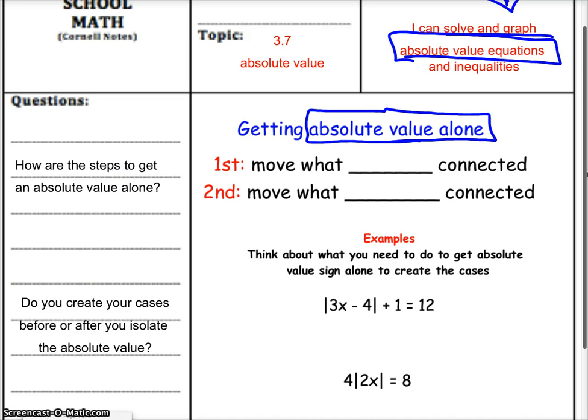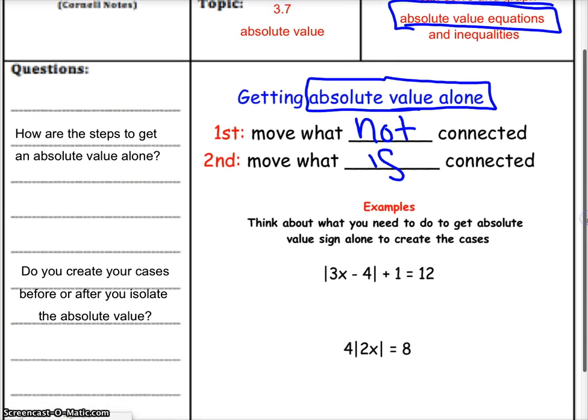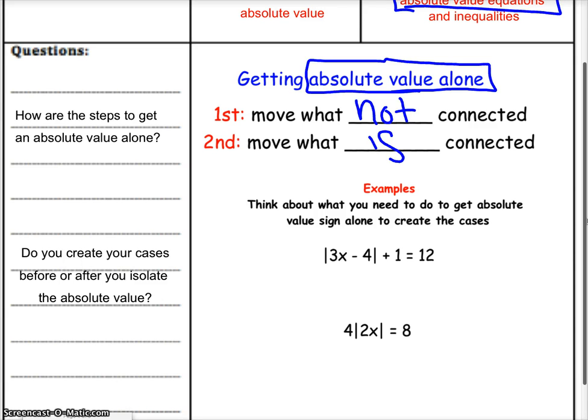You cannot make your cases until the absolute value sign is alone. Once the absolute value sign is alone, then you can make your cases. It's either positive or it's negative. But until the absolute value sign is alone, you cannot do it. How do you get the absolute value sign alone? Well, you move what's not connected to it, just like normal solving. You move what's not connected, and then you move what is connected.